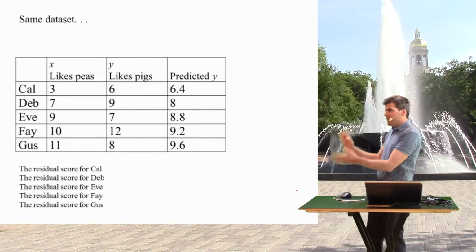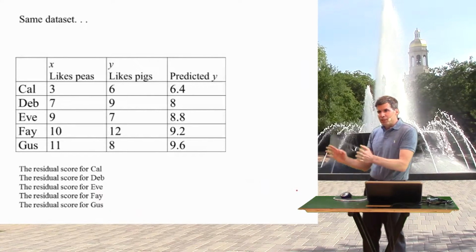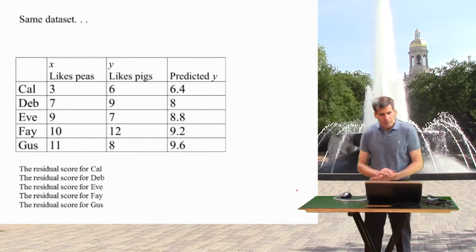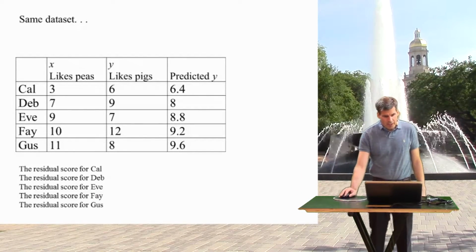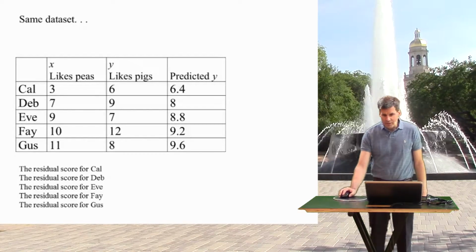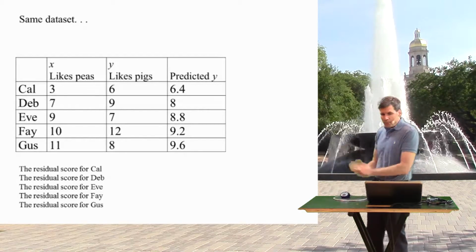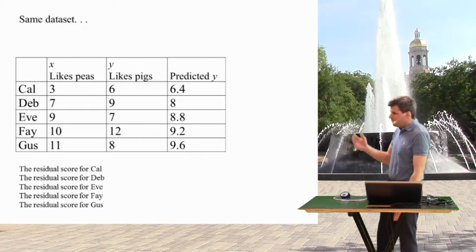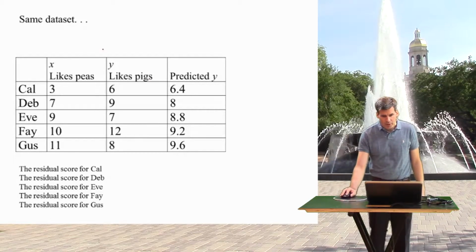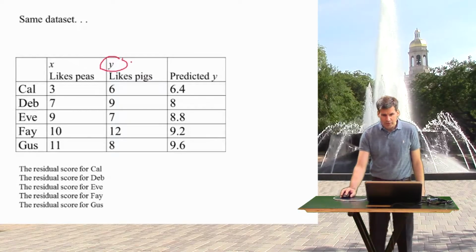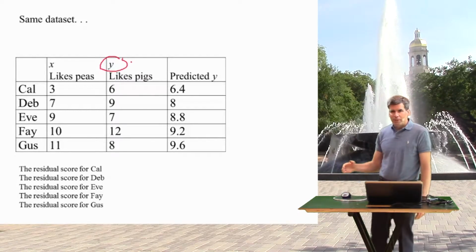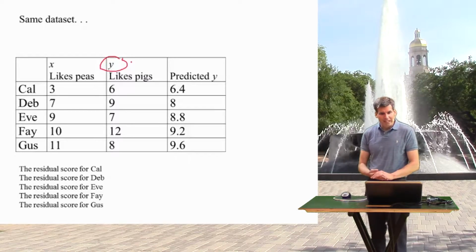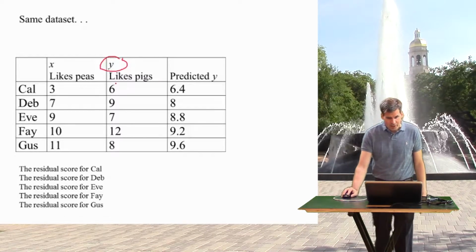Okay, let's keep the same data set, but let's switch things around. Say I give you a little bit different information here, and I might ask some different questions. Still the same 5 people, Cal, Deb, Eve, Faye, and Gus, still how much they like peas predicting how much they like pigs. But here I gave you their actual scores on y. In the previous example, I didn't tell you their actual scores on how much they liked pigs. But here, I actually tell you.